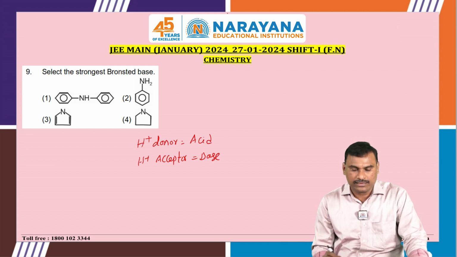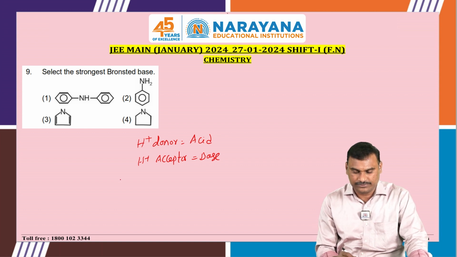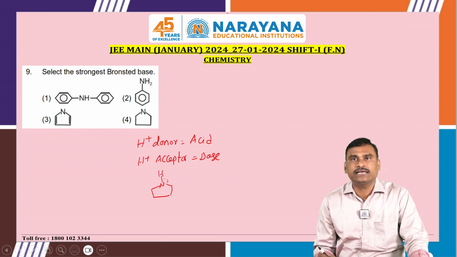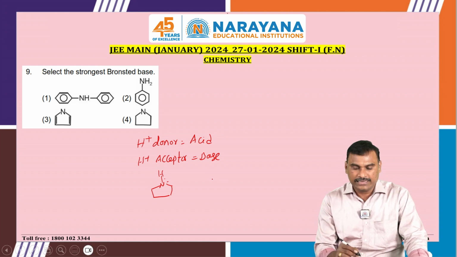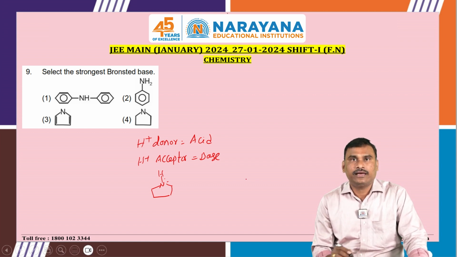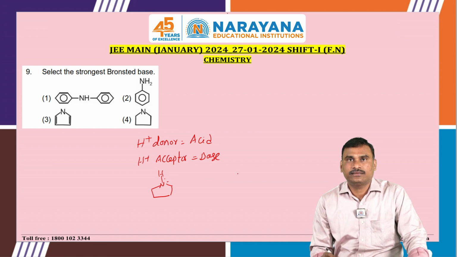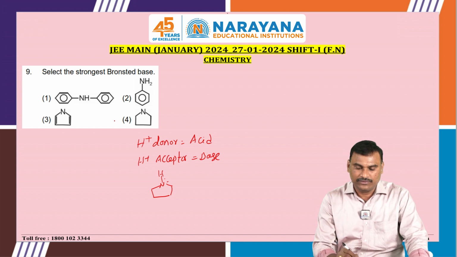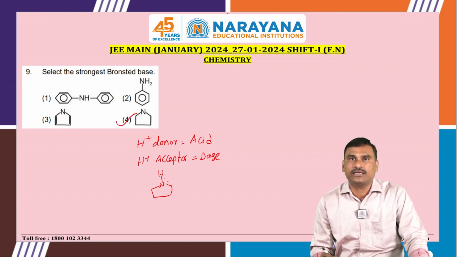Best lone pair donor. Among the given options, in the fourth option the lone pair is free, since there is no conjugation with respect to the lone pair. But in option 1, option 2 and option 3, that is diphenylamine, aniline and azole, in all of them the nitrogen lone pair is in conjugation. Therefore, options 1, 2, 3 are not possible for the best Brønsted base. Fourth is the correct answer, because of lack of conjugation.